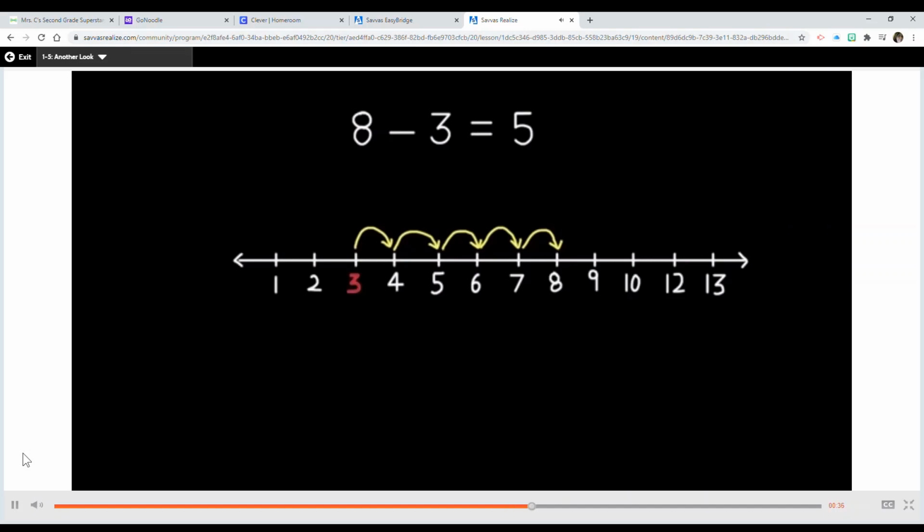Let's see if we can count back and get the same answer. This time, start at the greater number, 8. Here we go. 7, 6, 5. 8 minus 3 equals 5. So whether you count on or count back, you'll always get the same answer.